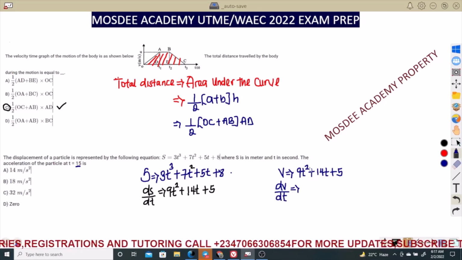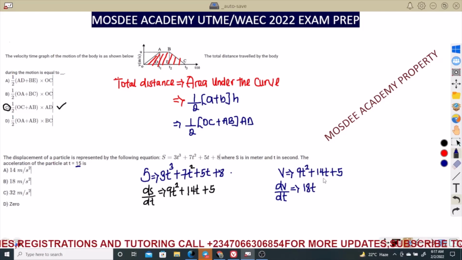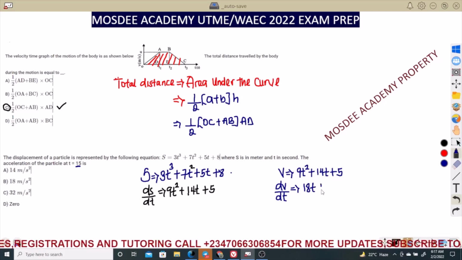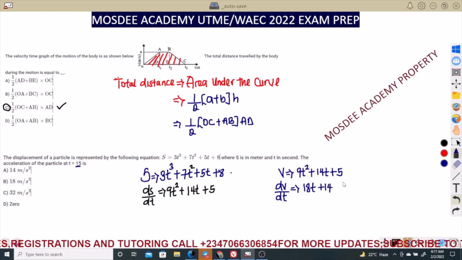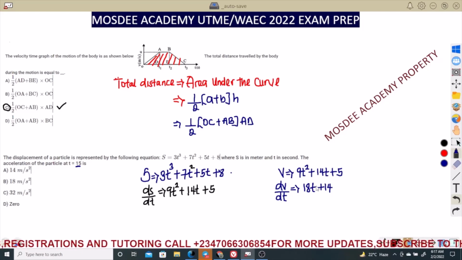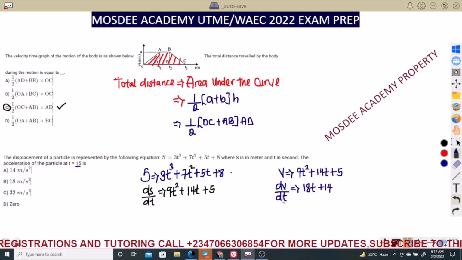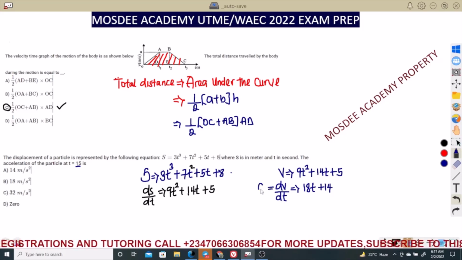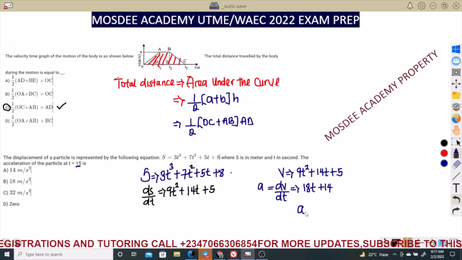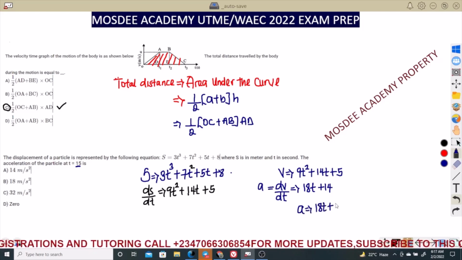2 times 9 is 18. Subtract 1, that is 18t. This is power 1, just pick 14. The constant goes, because when you differentiate a constant, it is always 0. So what you have gotten here, my dear students, is dv/dt, which is equivalent to what? Acceleration. So the acceleration is equal to 18t plus 14.